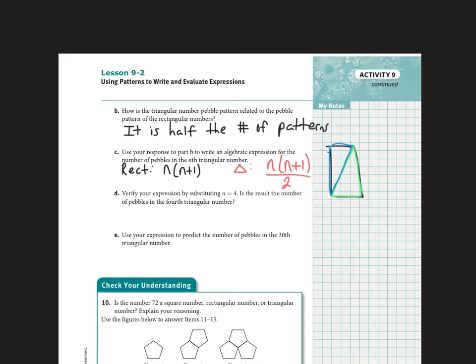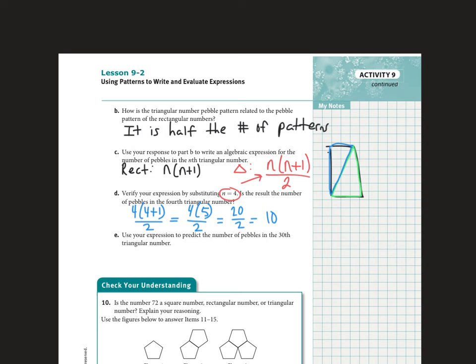Let's verify by substituting n equals 4. If n equaled 4, and we wanted to plug it into that rule, it would be 4 times 4 plus 1 over 2, which is really 4 times 5 over 2, which is really just 20 over 2, which is really just 10. Okay, is this result the number of pebbles in the 4th triangular number? It is, it sure is.